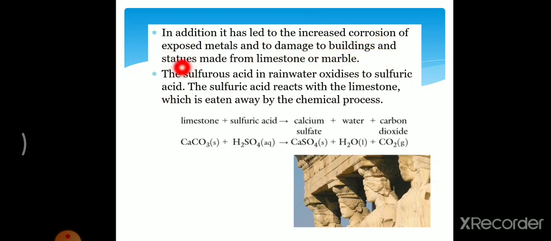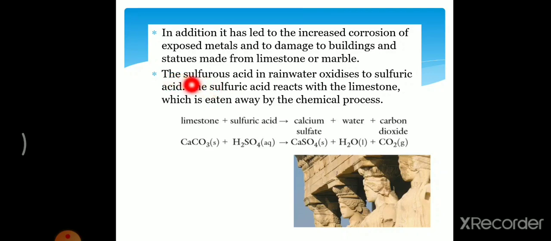Damage to the buildings and statues made from limestone or marble. Let's see what's happening exactly here. In the previous slide we saw how sulfurous acid was produced. Factories or traffic release SO2 in the atmosphere, and that sulfur dioxide reacts with rainwater, and the rainwater comes down to the earth in the form of sulfurous acid.